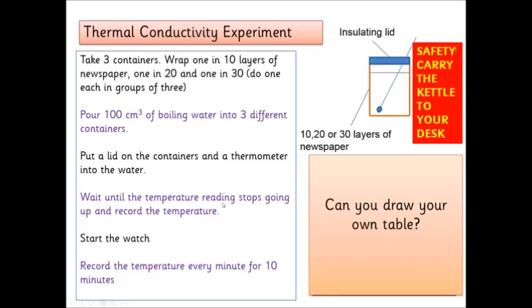We wait until the temperature reading stops going up on the thermometer, and we record the starting temperature, and we start the stopwatch, and then we record the temperature every minute for 10 minutes. And this is quite a straightforward practical, but again, you need to remember how to do this. Remember the safety. The kettle shouldn't be carried around. Move your beakers to the kettles. We've got a very simple diagram. You'll be able to draw your own results table that you've definitely done in the lab, where you're showing for each number of layers of newspaper what the starting temperature was, and also how it drops every minute.